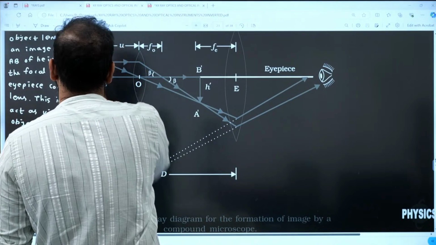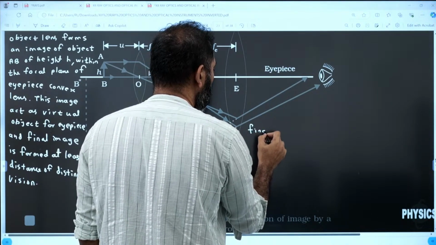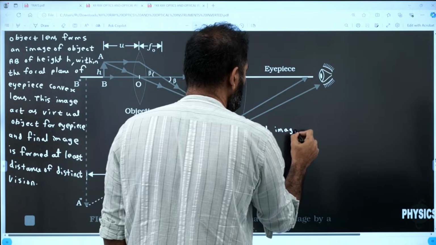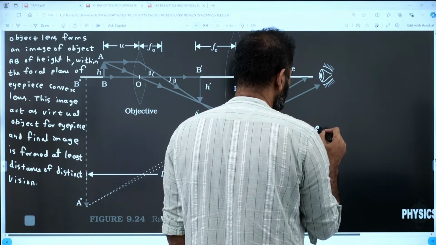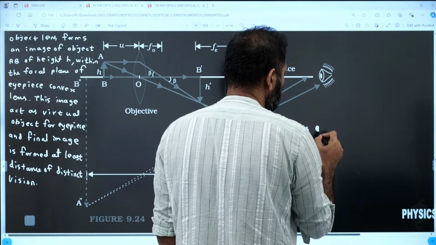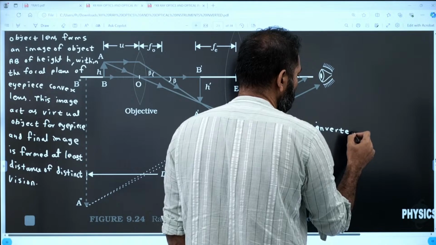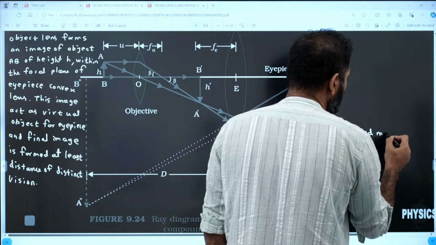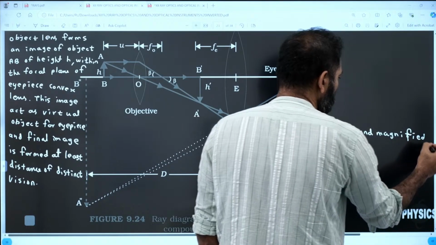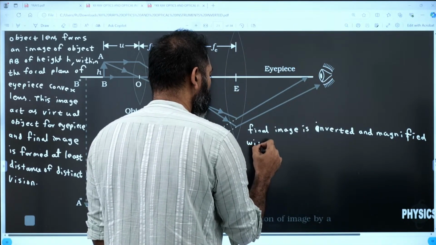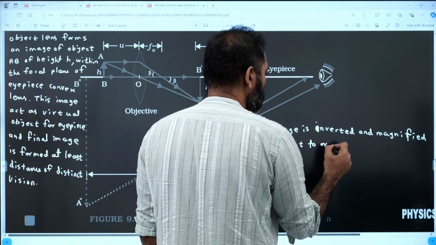Then the final image is magnified. Final image is what? Inverted and magnified with respect to the original object.